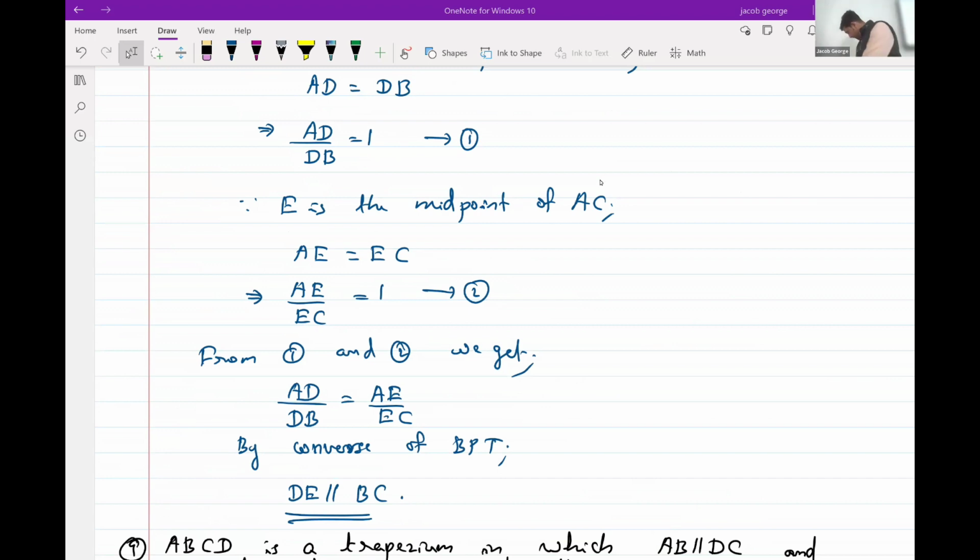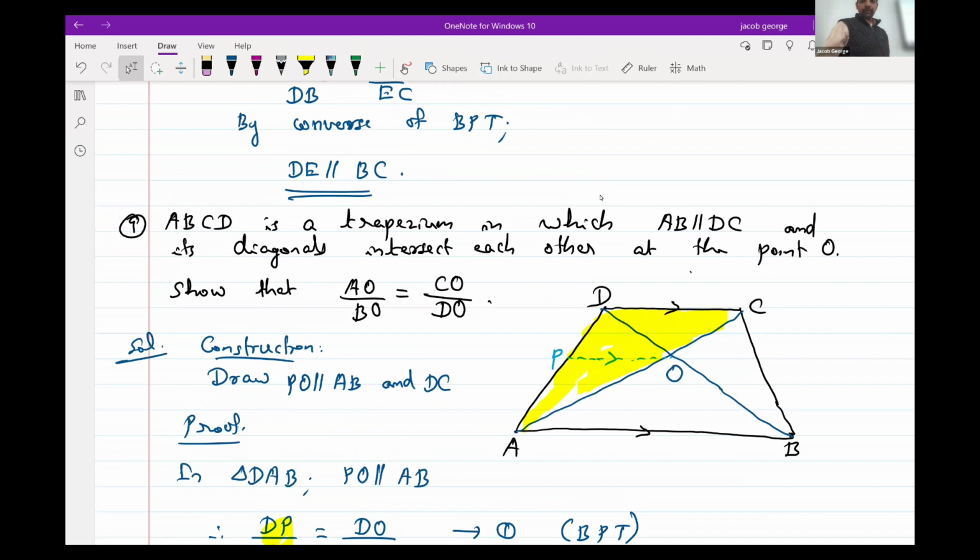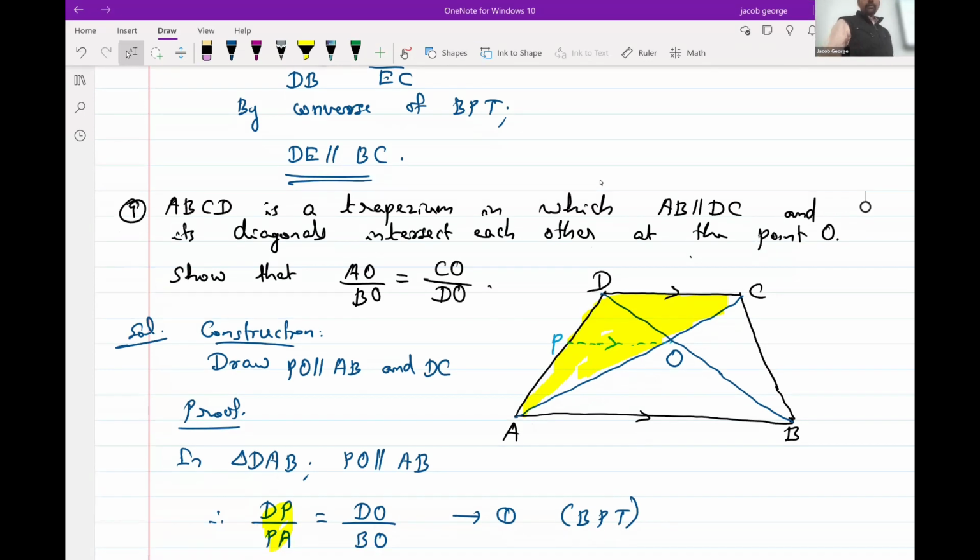Did you complete this one? Yes, sir. Next question also you can copy. It is a question based on BPT. In the exercise 3 questions, they will specifically ask which one it is based on, BPT or similarity. So this question is based on BPT. After writing it, you can note down using BPT.